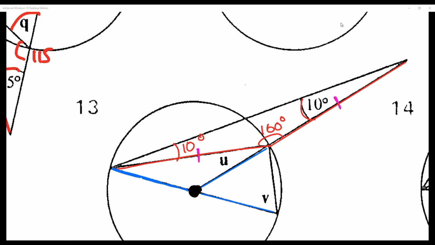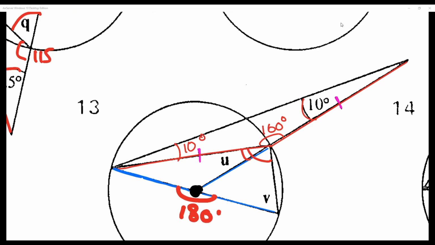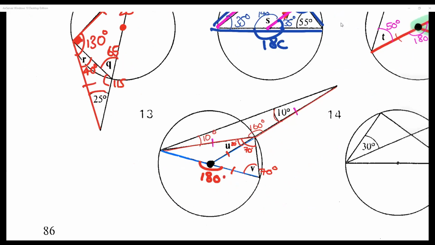Okay, what else do we know? Right, so we know that this is 180. So this one would be 20, and this one will be 70, because 20 and 70 is 90. Because the angle subtended at the center is double that at the circumference, so that is going to be 70. If that's 70 here, that means this line is equal to this line, an isosceles triangle. V is also 70, and we finished. Done. That one.